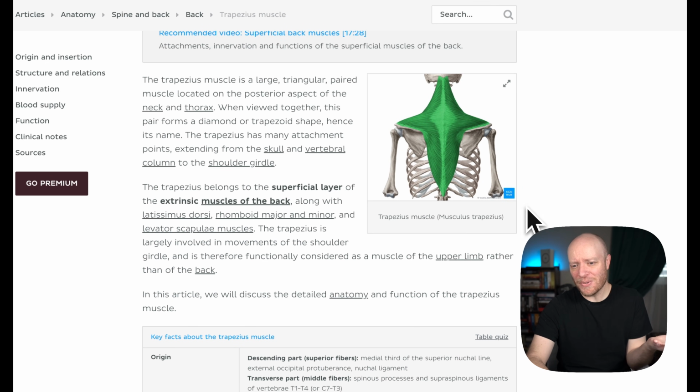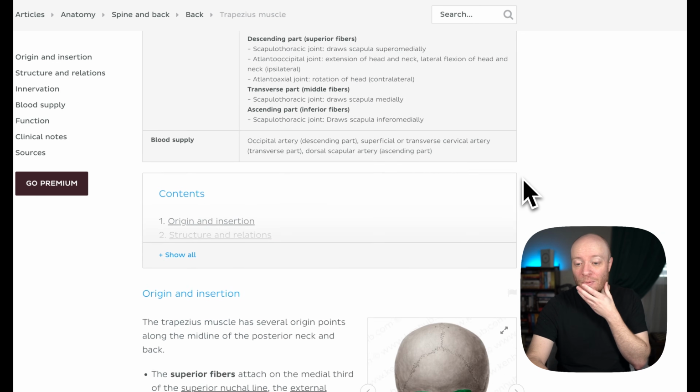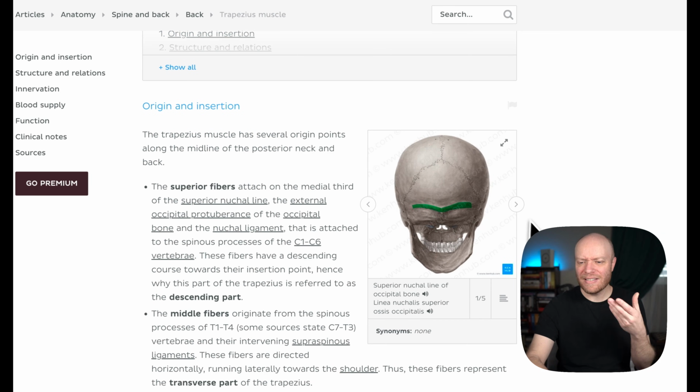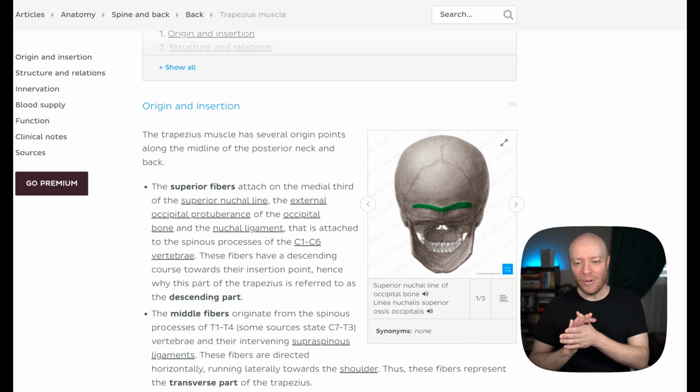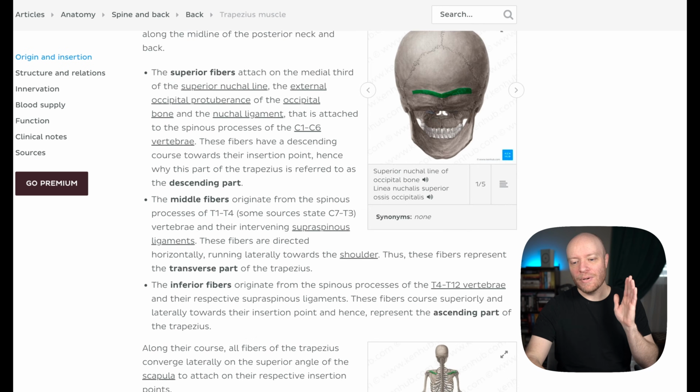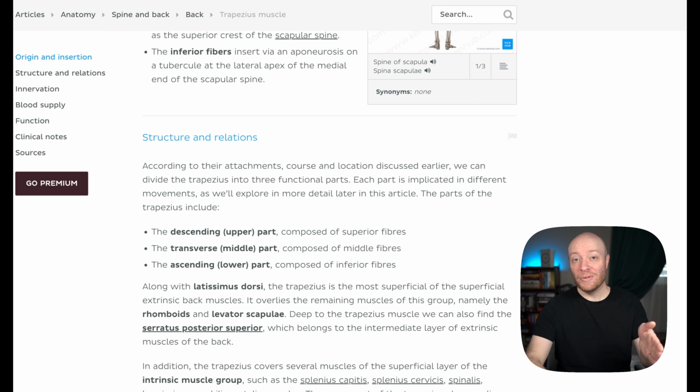But these articles are also going to contain 100% free atlas images. And that's what we're going to be using to learn and then test our knowledge on the trapezius. But there is a lot more in these articles. I strongly encourage you to go follow along with me as I'm going through this.